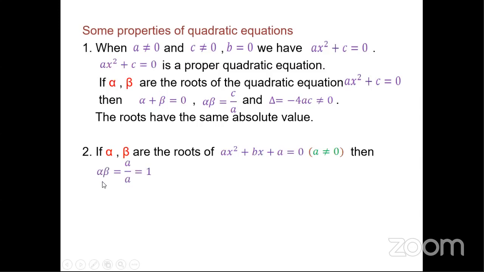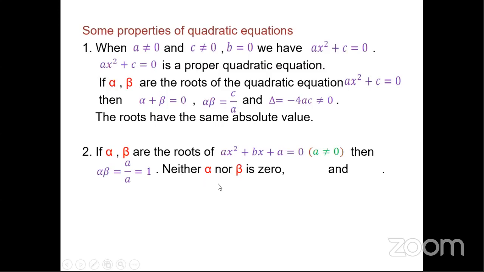what happens to product of the roots? What is product of the roots? Alpha into beta, isn't it? Alpha into beta is nothing but c by a. But what is there instead of c? Instead of c, you have it as a. So a by a is nothing but 1. So you are getting it as alpha into beta is equal to 1.